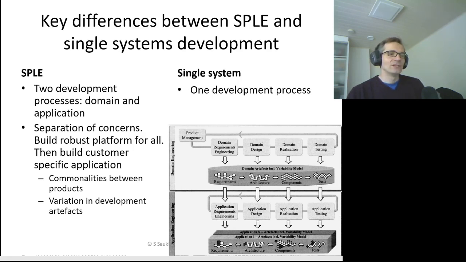In the domain engineering, the company builds a robust platform for all, and then in application engineering, they build the customer-specific applications. This also handles the commonalities between products and variation in the development artifacts. We will explain that later.